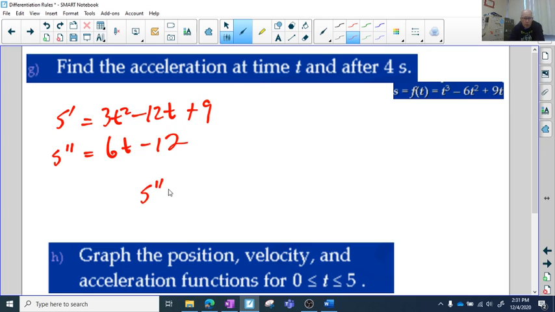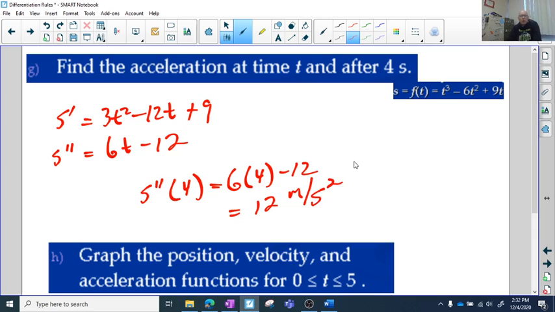This says, well, what about at 4? So put 4 in for t. 6 times 4 minus 12 would be 12. Acceleration's measured in a measure of distance over time units squared.